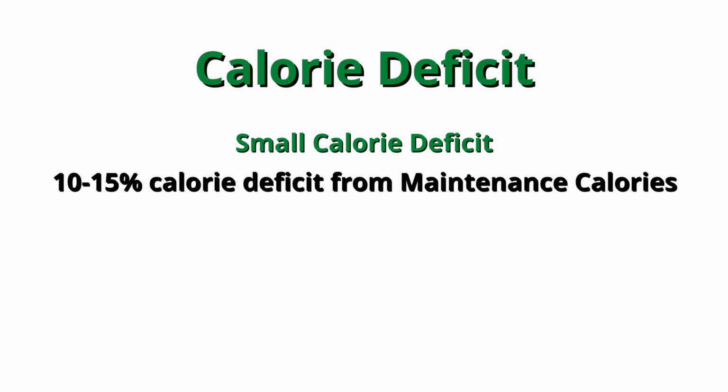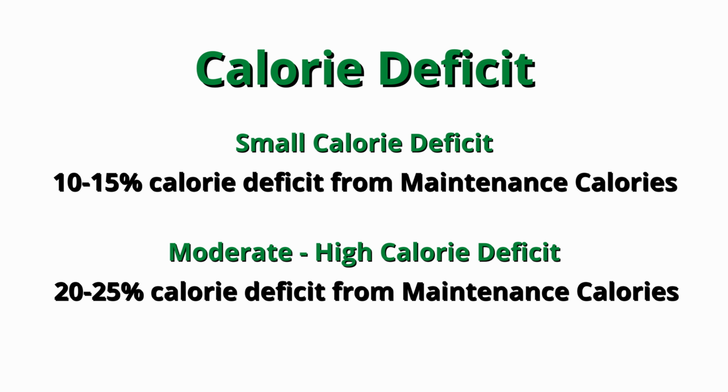Now we will find how much calorie deficit you should be creating. There are two ranges of calorie deficit that you can create. One is a small calorie deficit that ranges from 10% to 15% from your maintenance calories. Another one is a moderate to high calorie deficit that ranges from 20 to 25%. People with higher body fat can go with the higher deficit, and if you're not that overweight, then you can start with a lower deficit as well.